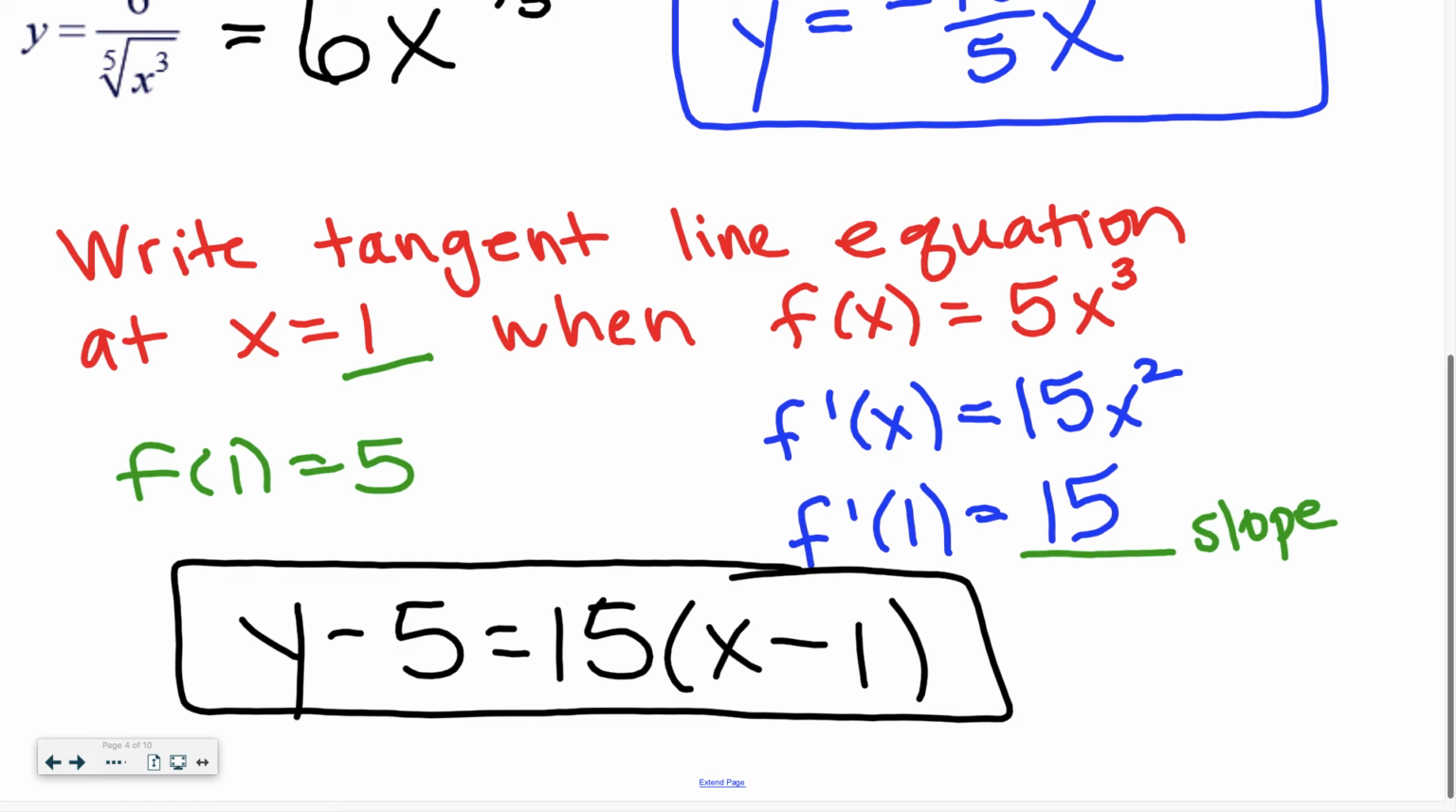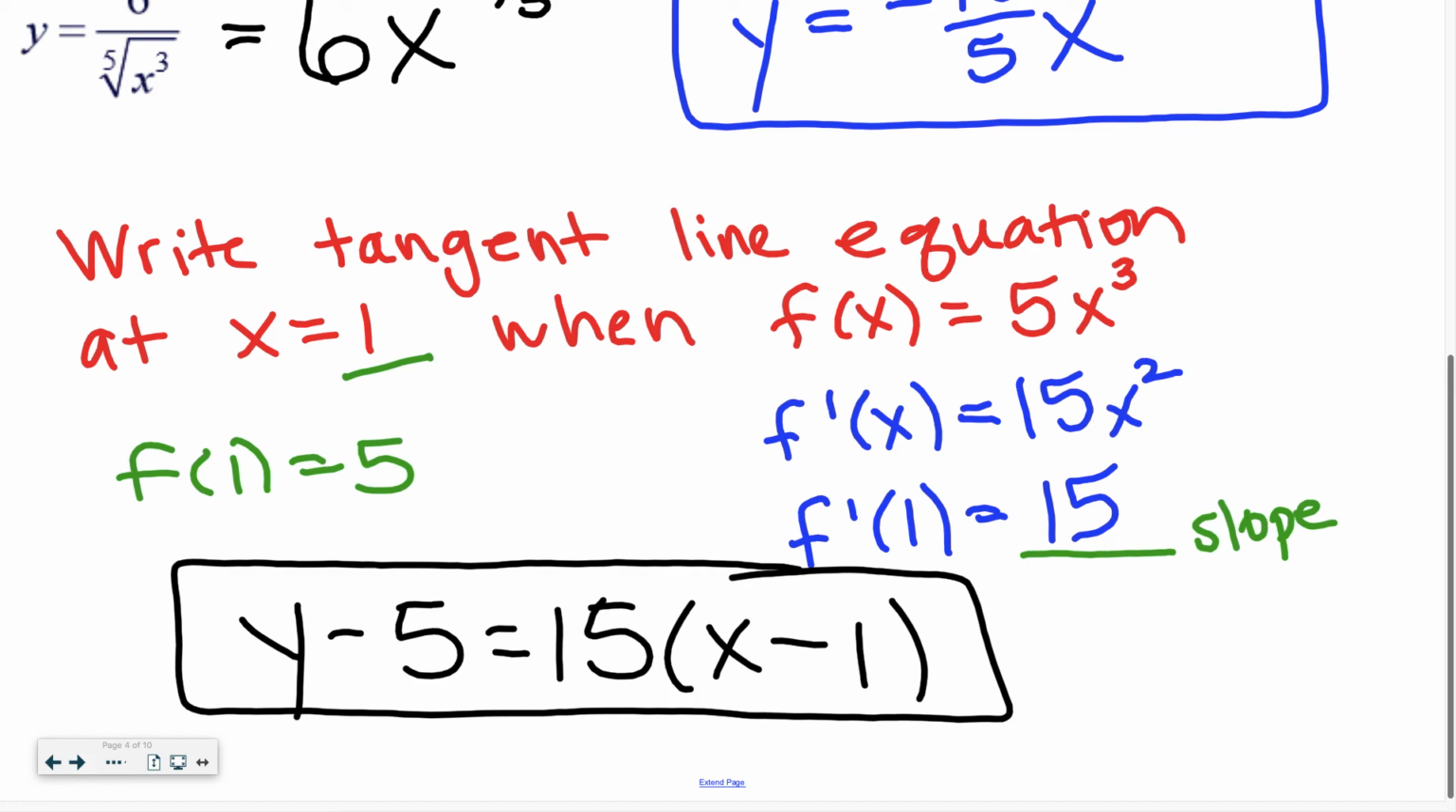Questions about the tangent line. Slope and a point. Put them together, we have our tangent line. We got that slope because we found the derivative, and it's at x equals 1. I'm going to repeat what Colby said: we got that slope because we found the derivative and we plugged in our coordinate.